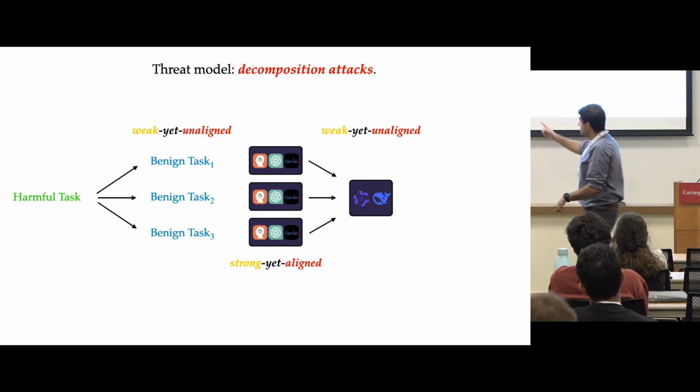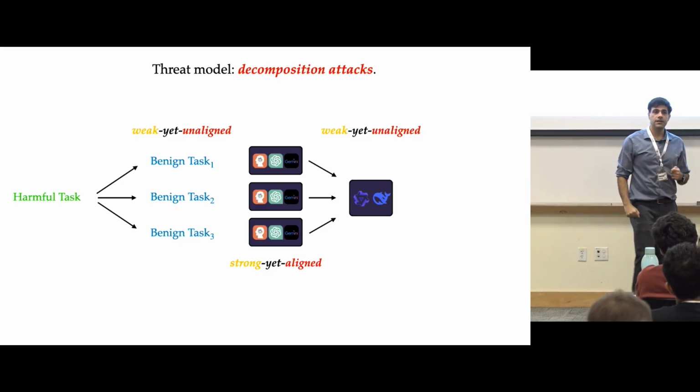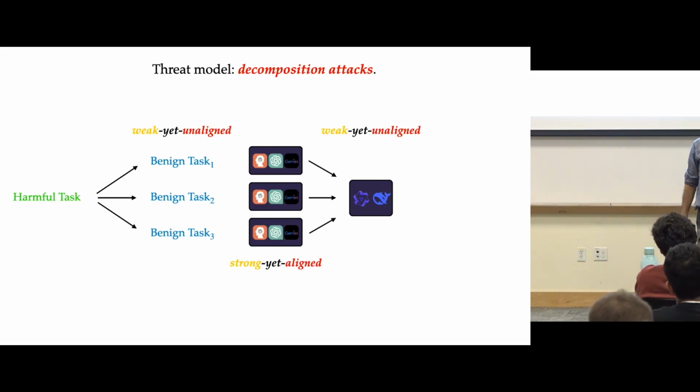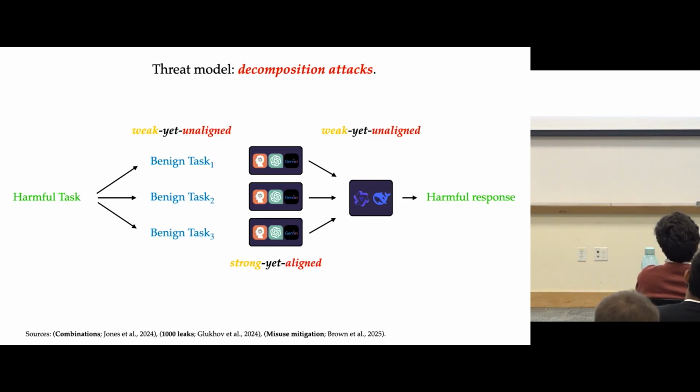Now, the original task would be refused by the model, but the benign task could be easily asked or extracted from the target model. You would essentially ask the target model about the benign tasks, and then you would aggregate the responses in order to find the jailbreak. So I have an example here.